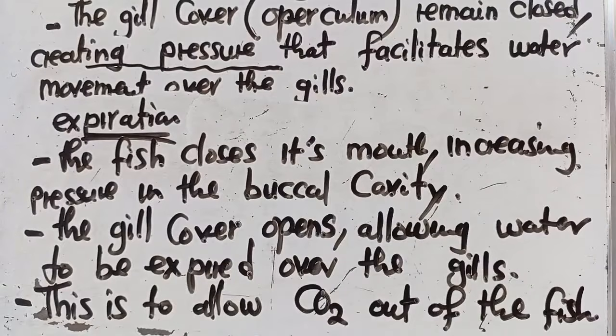And when the fish is expiring carbon dioxide, the fish closes its mouth, increasing pressure in the buccal cavity. If you want, you can also include the gaseous exchange in the middle, where the moment you're done with inspiration, you explain the gaseous exchange, and then you go to expiration. You make a nice paragraph.